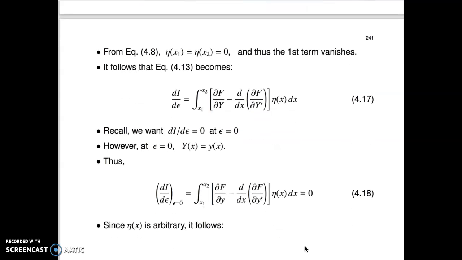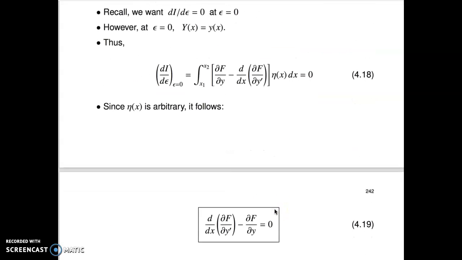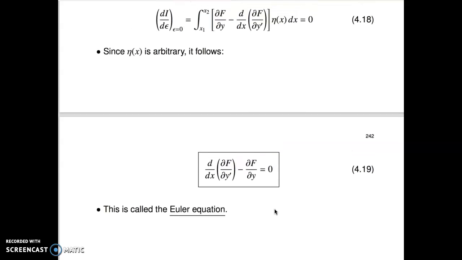Now, the thing to remember is eta was completely arbitrary. Other than this condition here, that it vanished at x1 and x2, it is completely arbitrary. The only way that this integral will always be equal to zero, regardless of what arbitrary function you put here for eta, is if everything in the square brackets, the first factor, is equal to zero. And this is it. This is the Euler equation.